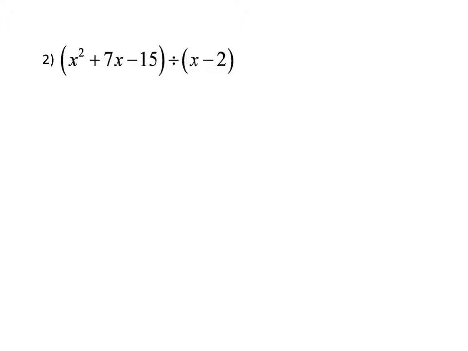Let's look at a second example here. x squared plus 7x minus 15 divided by x minus 2. Again, we want to use long division because x minus 2 does not go into x squared plus 7x minus 15 evenly, and we can't actually factor x squared plus 7x minus 15.